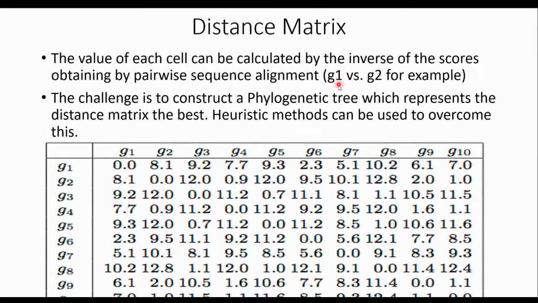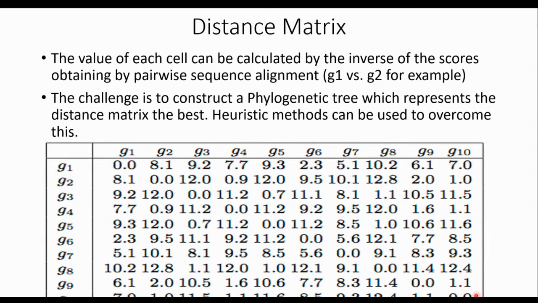Like for example, G1 and G2 here, maybe it was the inverse of the score of aligning G1 with G2. And as you can see on the diagonal, G1 together, the score of aligning is 0 here. If it was the inverse, maybe it was not the case, you see. So I will explain in the weekly assignment how we can deal with that. But this is always 0.